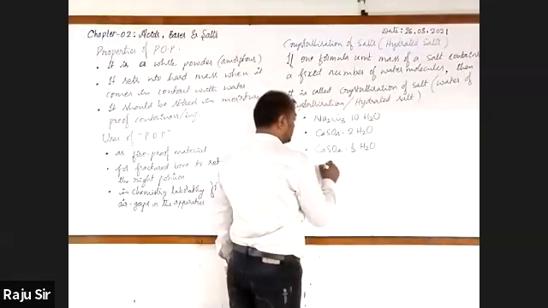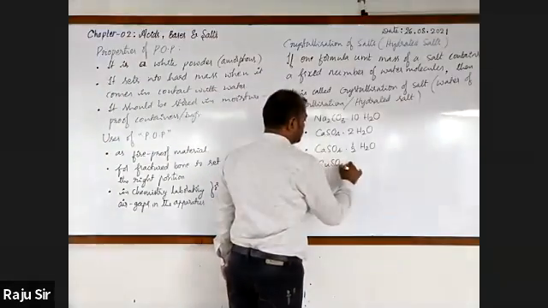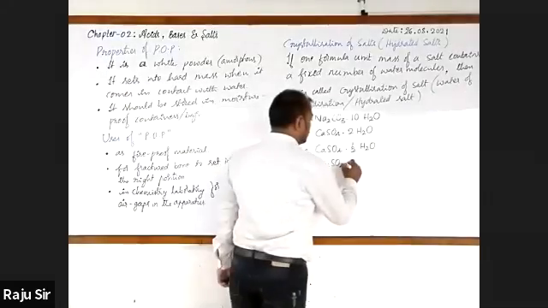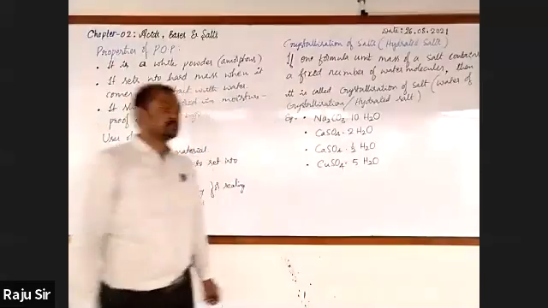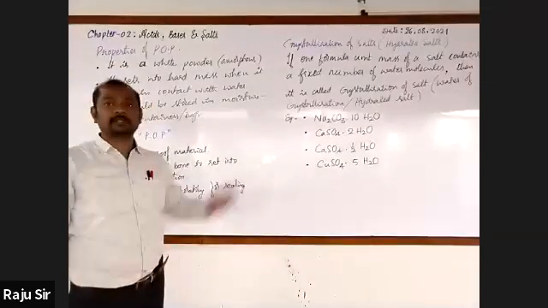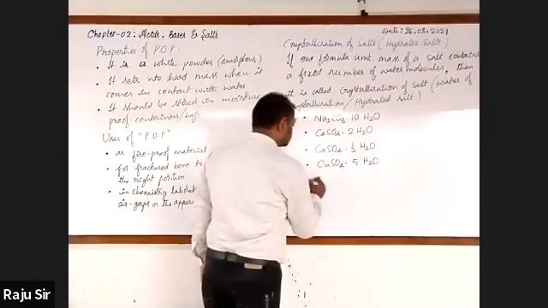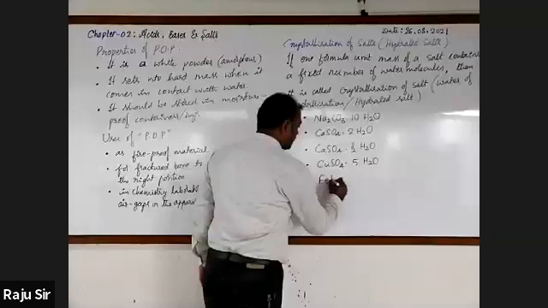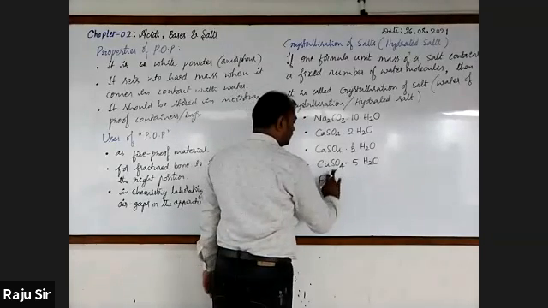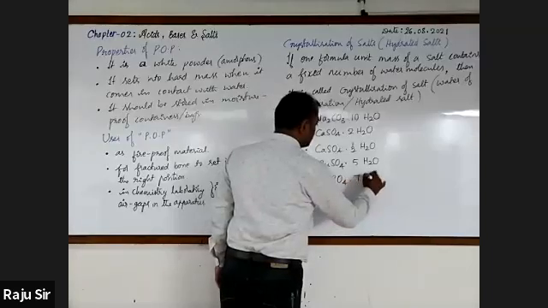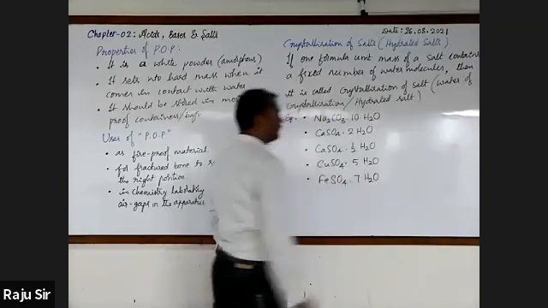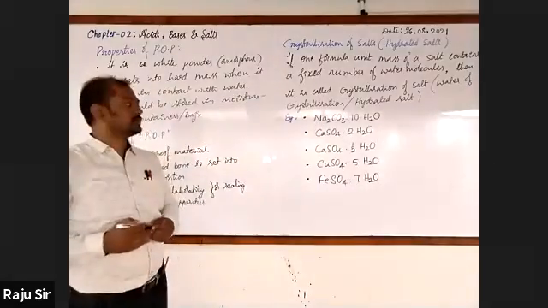POP. Next, CuSO4.5H2O. It is hydrated copper sulfate. Now, let me write the chemical formula of hydrated iron sulfate. That is FeSO4.7H2O. FeSO4.7H2O.